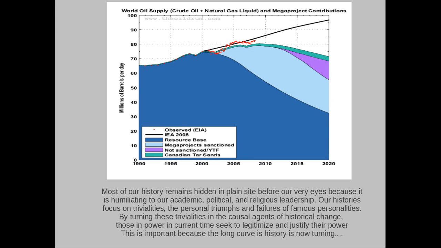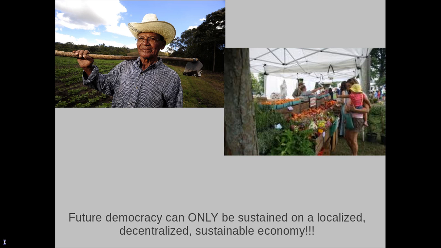We think of that as being separate from democracy, separate from civil liberty. It is in fact not. It is the very basis of democracy and civil liberty. Future democracy can only be sustained on a localized, decentralized, sustainable economy. So if we take the historical lessons of democracy, that it develops more easily in rainfall-based economies, that it is fundamentally tied to economic power, that we are now facing a decline of the long curve, but we have a lot of modern, interesting tools that can help us choose our own future.